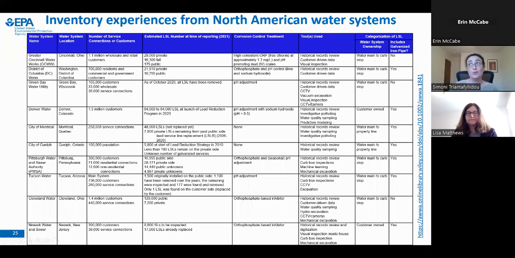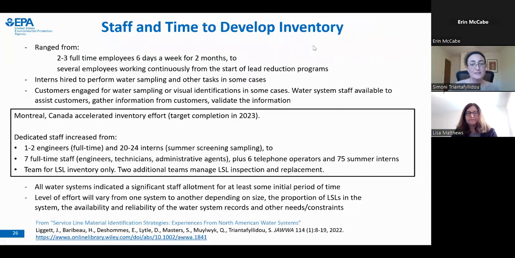Unlike, for example, the Greater Cincinnati Waterworks, which is on the first row of this table, which is a system with lead-4 protective scales on the pipes, where water sampling actually didn't work really well and they relied on other approaches. So it's really interesting to just learn from the experiences of those systems.